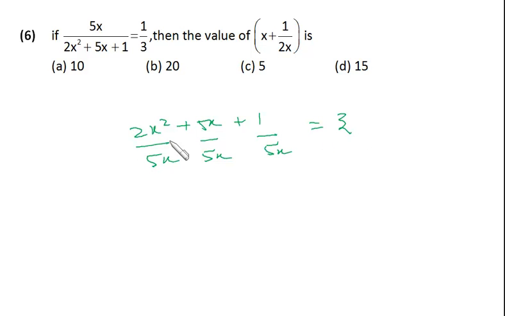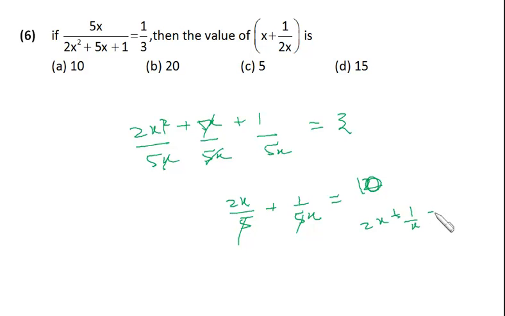So this is 2x by 5 plus 1 upon 5x is equal to, this is 1, so 3 minus 1, 2. I want x plus 1 upon 2x. I just remove this 5, so it is 10. So I'm having 2x plus 1 upon x as 10.